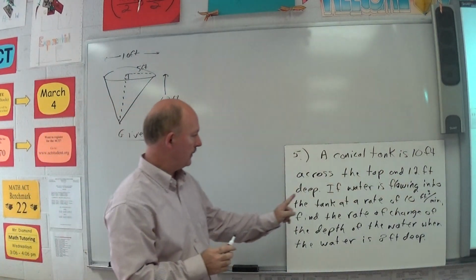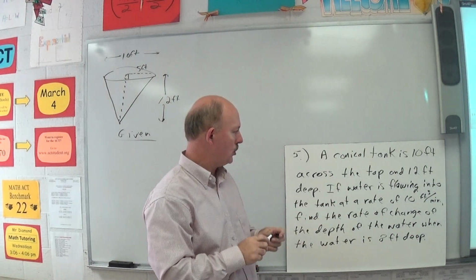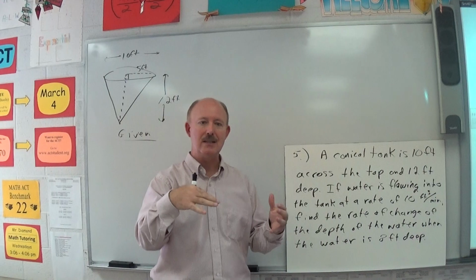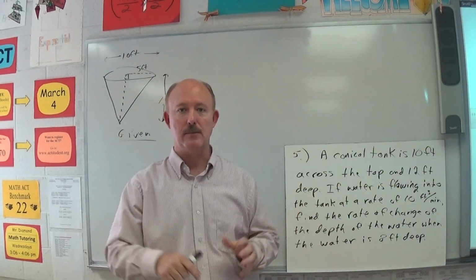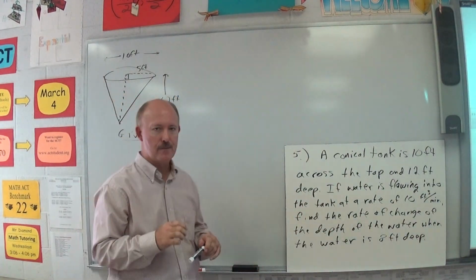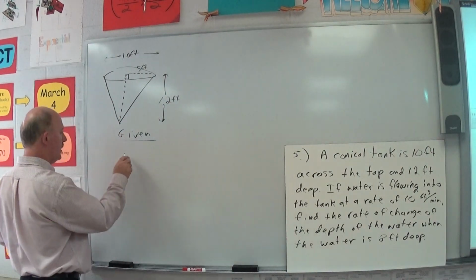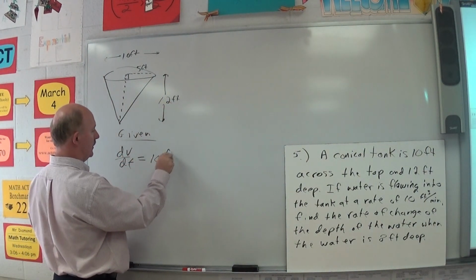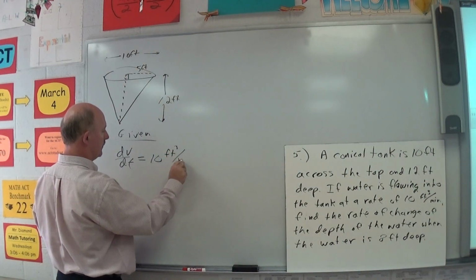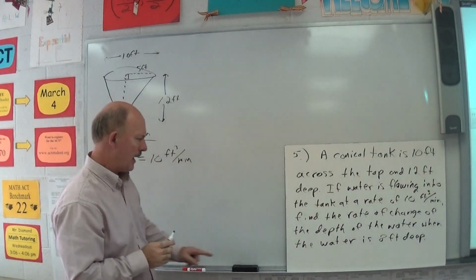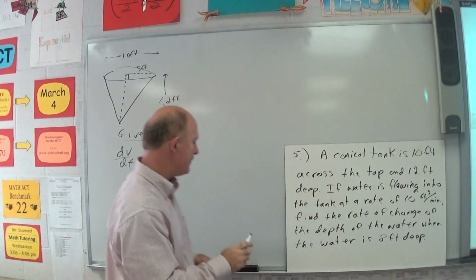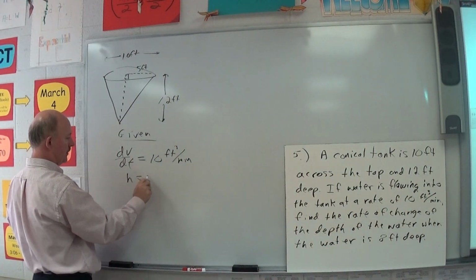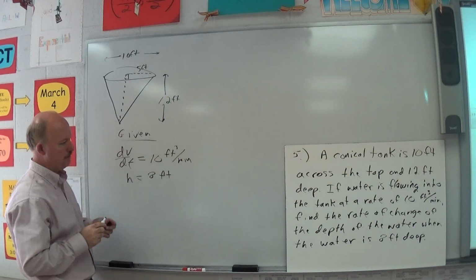Now first, it said the water is flowing into the tank at a rate of 10 cubic feet per minute. Water flowing into the tank, that's the volume that's changing. So they give us the rate of change of the volume with respect to time. So we're given dV over dt, that'll be equal to 10 cubic feet per minute. Also it says when the water is 8 feet deep, that would be the height. So the height would be 8 feet.